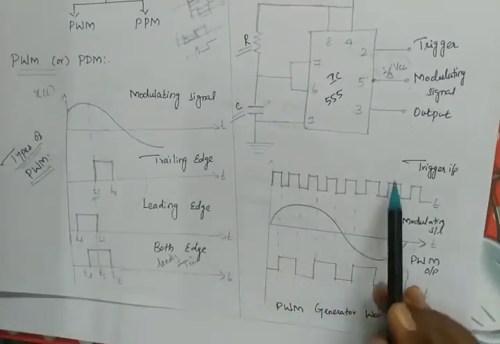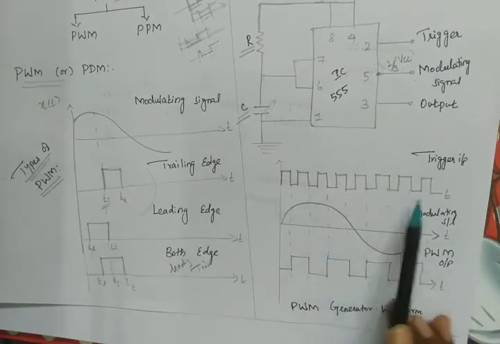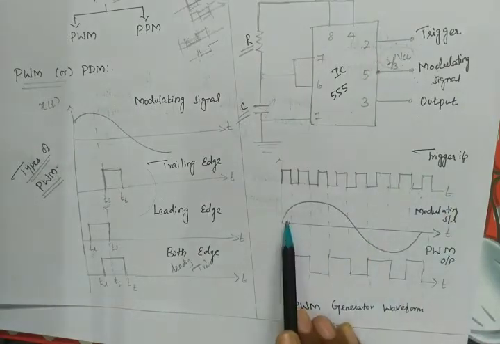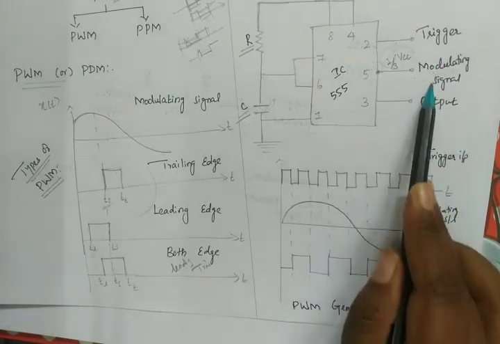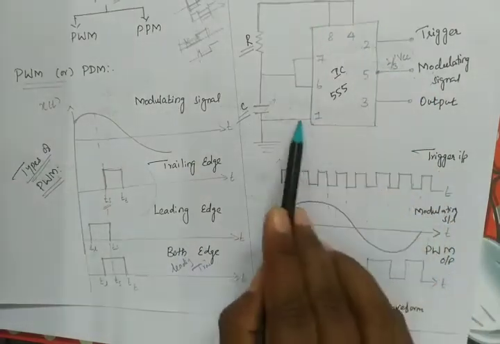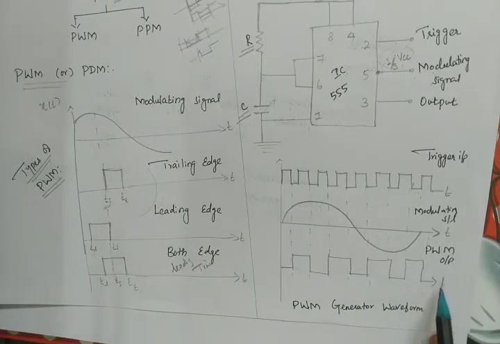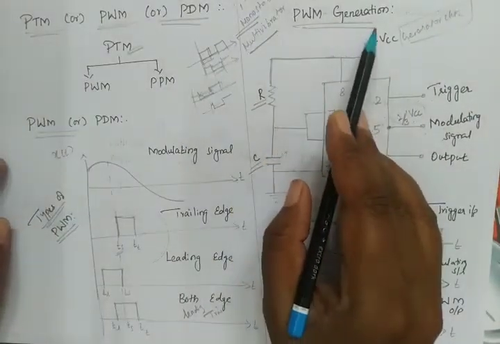See here we have a trigger input. Here we are giving the trigger input as pulses. And here we have the modulating signal. These two signals are given externally: trigger input and modulating signal. Now what happens? Due to this entire process, we'll have changes in the width of the signal, so that we'll get the pulse width modulation output. This is called the pulse width modulator generator.